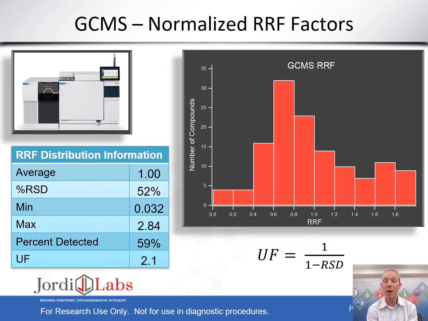Here is the response factor distribution for GCMS, and we can see immediately that it is one of the nicest detectors from a response factor perspective. It has a percent RSD of 52%, which means our UF factor that's necessary is only 2.1. So it is a great detector from a response factor variation perspective.